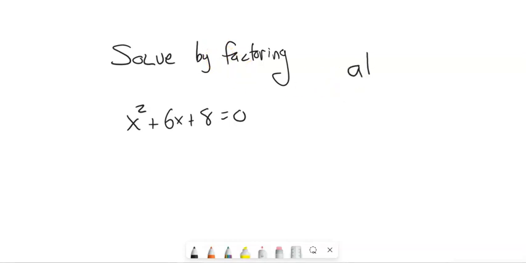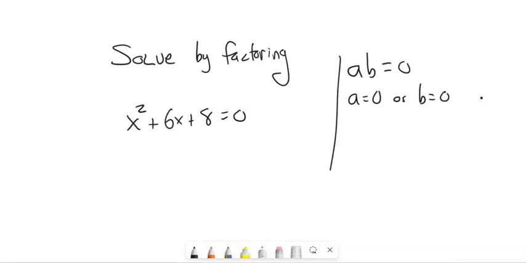If I have two things multiplied together and they give me 0, a times b equals 0, notice that either a has to be 0, right? 0 times something gives me 0. Or b has to be 0. Something times b gives me 0. Or both. They could both be 0.